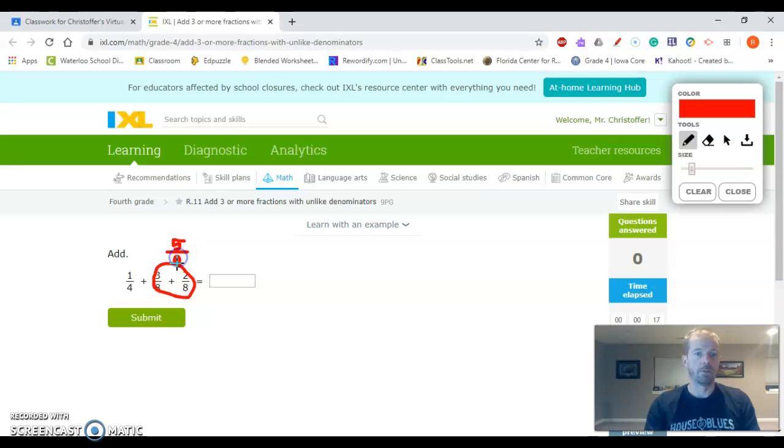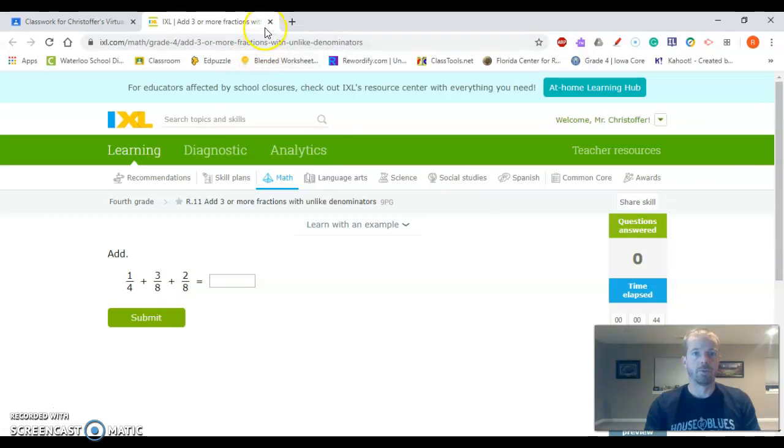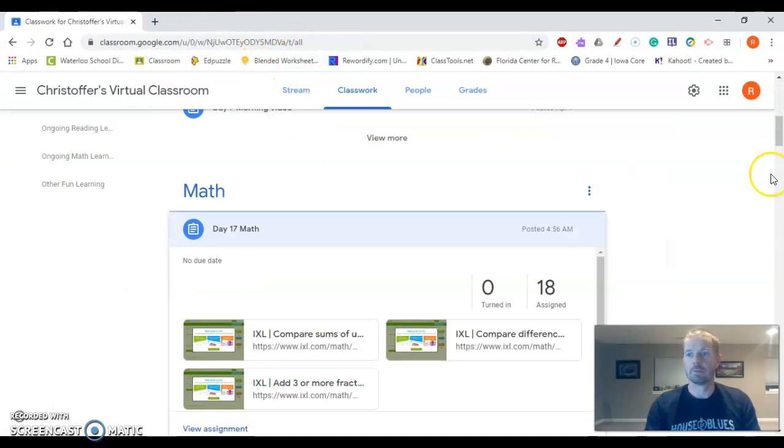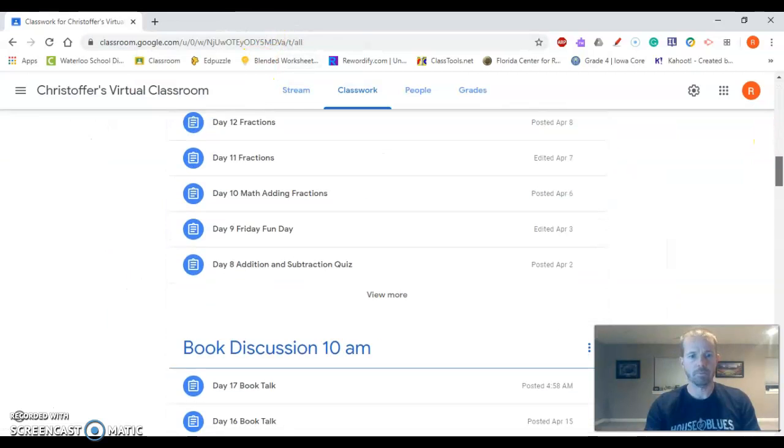Now I have to have a common denominator, so I need to find an equivalent fraction to 1/4 that has 8 as a denominator. I know that if I multiply 4 by 2, it gets me to 8. Whatever I do to my denominator, I have to do to my numerator. So 1 times 2 is 2. 2/8 plus 5/8 equals 7/8. Okay? So hopefully that helps you out with that piece. Okay? So that's math for the day.